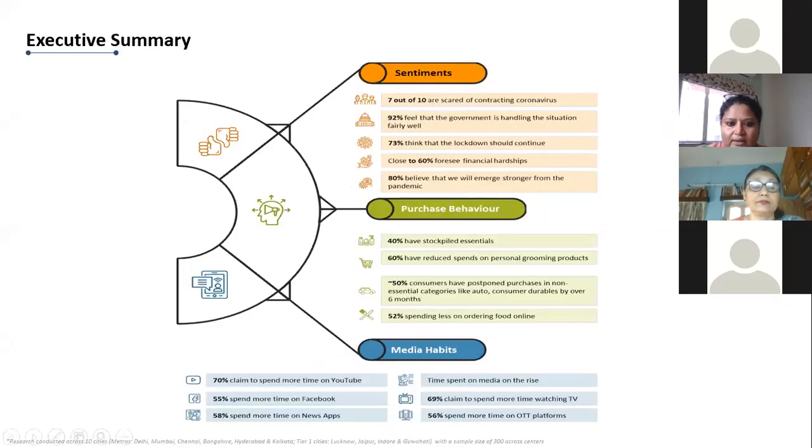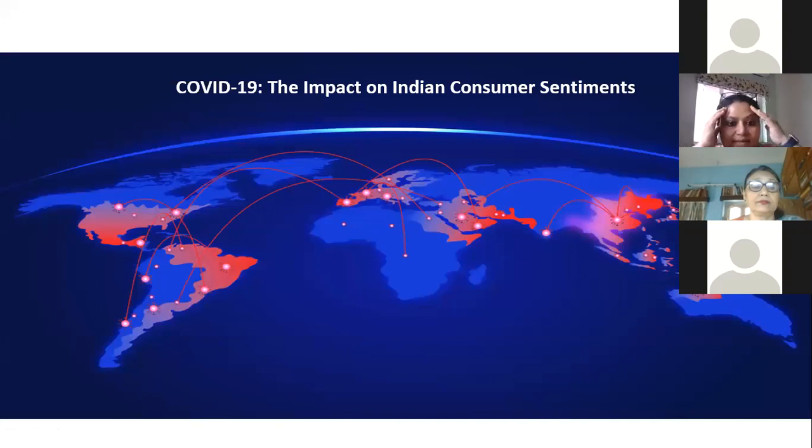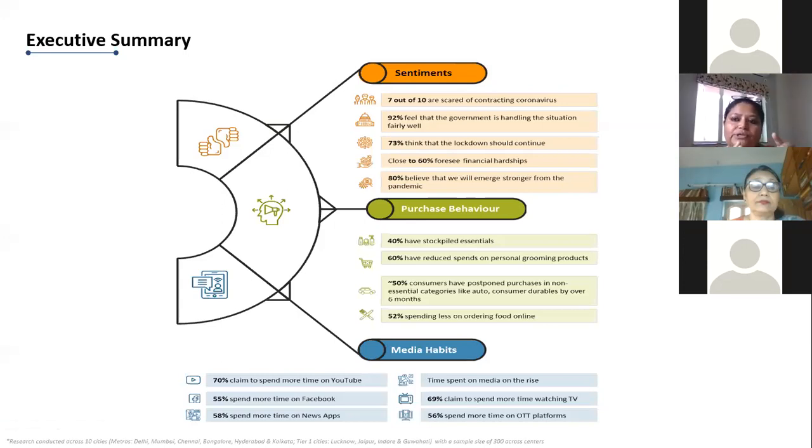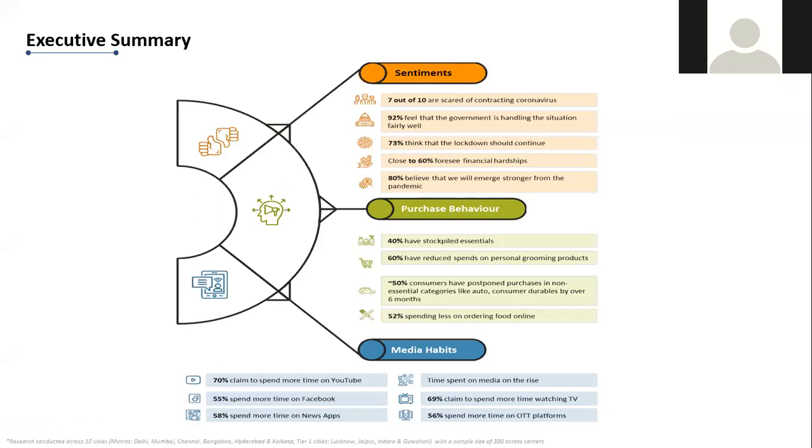Basically, this research was done to understand the impact of COVID-19 on Indian consumer sentiments. The entire research has been bucketed into three critical areas. One is to understand the sentiments of consumers. The second is to understand purchase behavior: what categories are consumers buying into, and how are they spending their money? Because the pandemic put all of us in a lockdown, most of us were holed up at home. So how do the media habits of these consumers change? These are the three buckets I'm going to talk about in more detail.